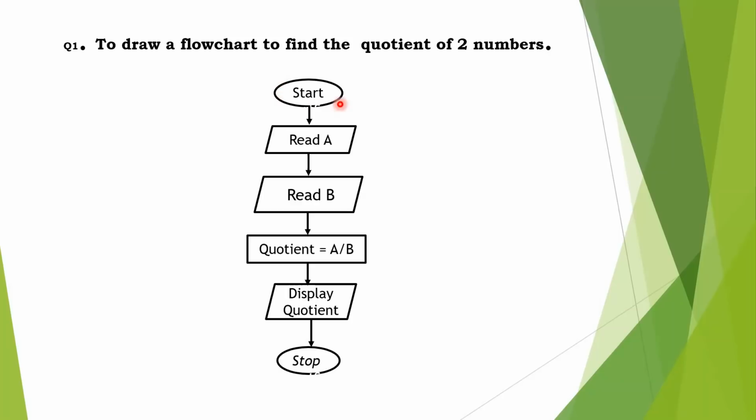Here we write the start symbol in the rounded rectangle or oval shape. We input 2 numbers, read A and read B. It can also be written in one box: read A and B. Quotient is equal to A by B. When we divide the 2 numbers, we get the quotient. Display quotient. Stop. Clear? This is a flowchart to find the quotient of 2 numbers. Quotient is equal to A by B, which we get when dividing, and it displays the quotient in a parallelogram shape, and then goes to stop. Clear, children? Next flowchart.